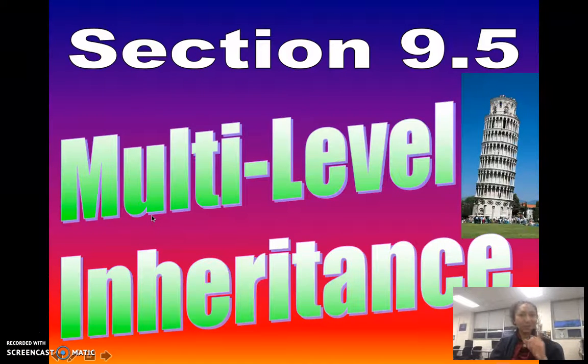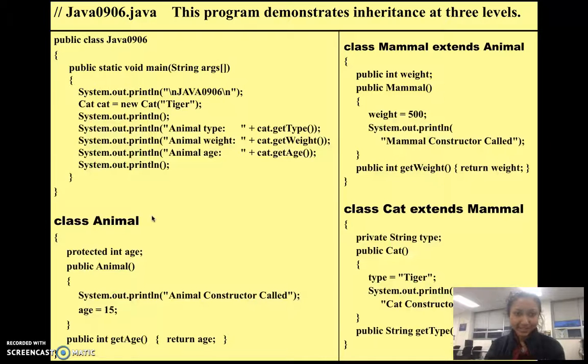Alright, child class, almost done with Unit 9, okay? Hang on there. Multi-level inheritance. So we'll look at another example.